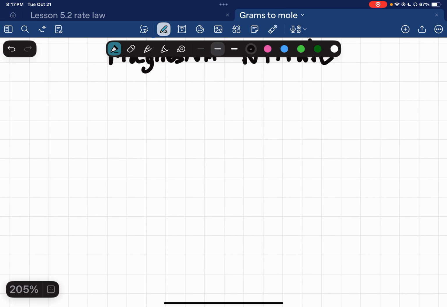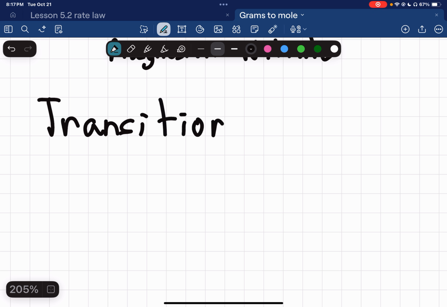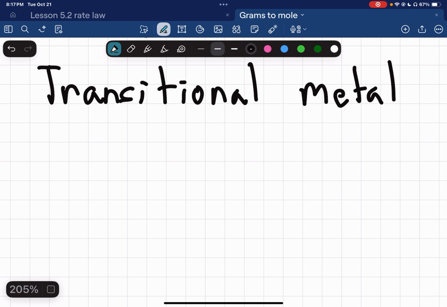Last but not least, let's talk about how we write chemical formulas for transition metals, or transitional metals, sorry. Okay, so this one actually is, I would say, even easier than the monoatomic because they literally tell you. With transitional metals, some of them, you won't know how many valence electrons. So we have to literally tell you how many it has.